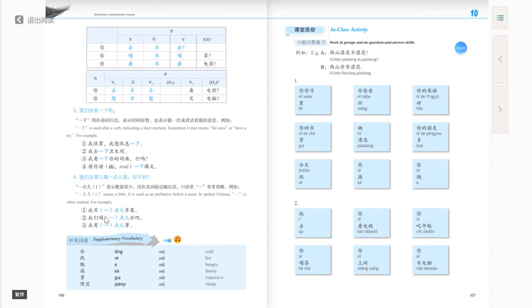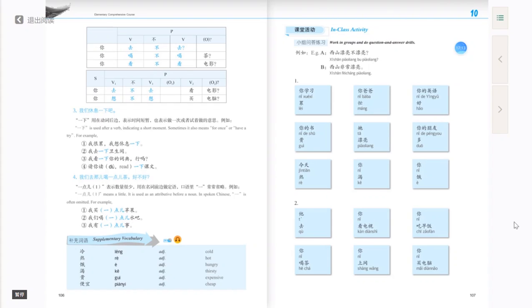我们喝一点水吧, let's drink. This is ba, giving a suggestion. Let's drink a little water. And in spoken Chinese, this 一 can be omitted. So you can directly say 我们喝点水吧. And next one, 我有一点事儿, I have a little bit of business. Right? So 一 can be omitted. You can directly say 我有点事儿, I have a little business, right?